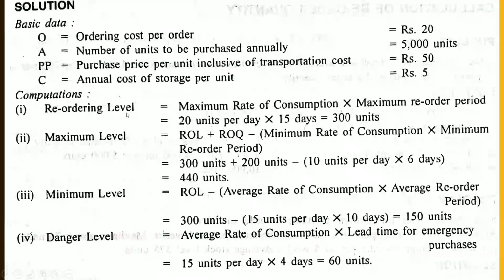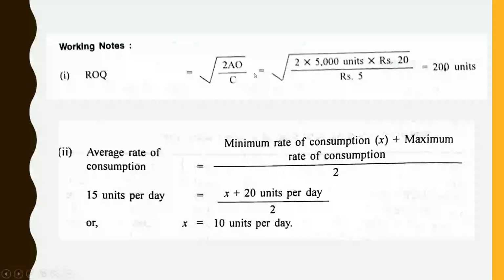Reorder level is maximum consumption into maximum reorder period. Maximum consumption is how much? 20 units. And maximum time is how much? Maximum 15 days. So 15 days, 300 units. Maximum level is reordering level plus reorder quantity. Reorder quantity we have to calculate by applying EOQ. This one is 200 units. So first of all, we should calculate reorder quantity, or you may calculate it at last also as a working note.